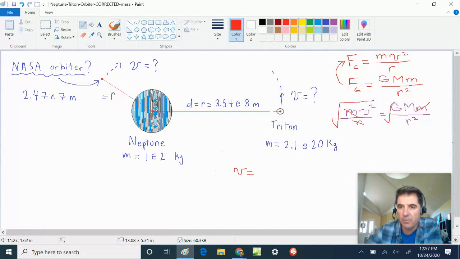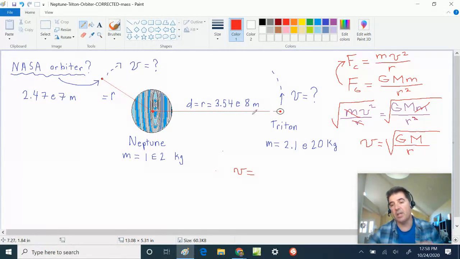And so if I square root both sides like that, I'm going to end up with the idea that velocity by itself is going to be equal to the square root of the gravitational constant, g, times the mass of the planet, divided by the radius of the orbit. Okay, so let's see how that actually turns out when we try an equation.